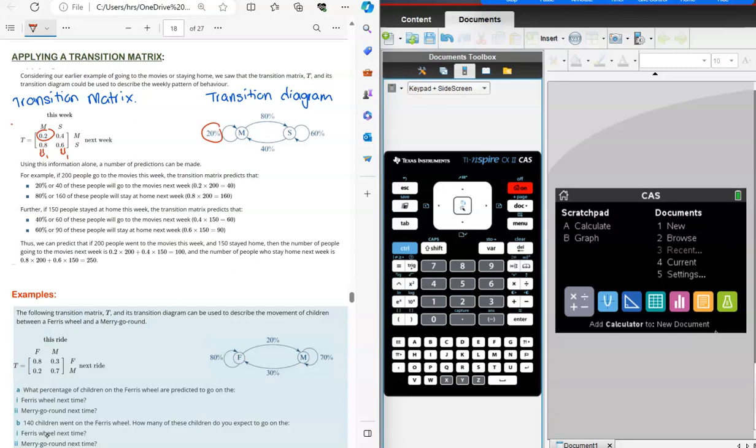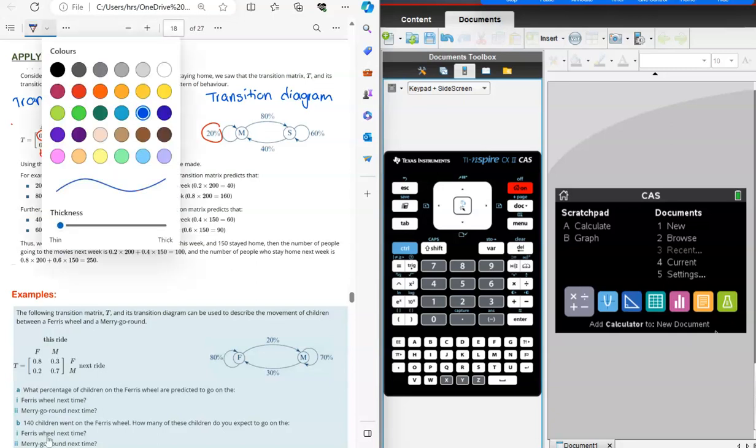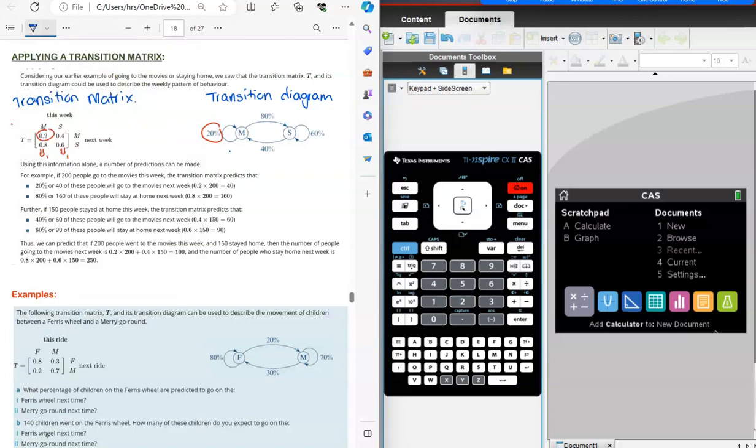information alone, a number of predictions can be made. They will tell you how many people they actually have. Here in the example, they say we've got 200 people. So we often say n equals 200, the number of people. And it predicts that 20%, or 40, of these people will go to the movies next week.